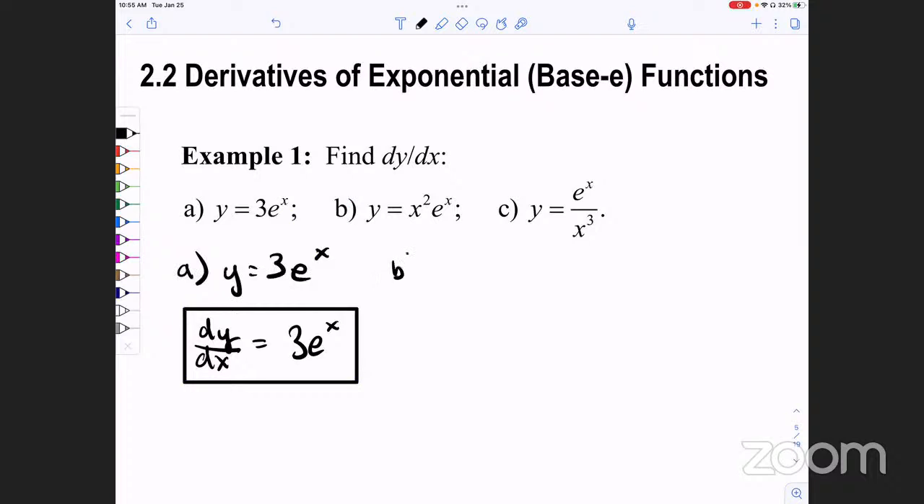Okay, part B, we have y equals x squared e to the x. So then our dy/dx, we've got to use the product rule. The first times the derivative of the second, which is this, plus the second times the derivative of the first is going to be this. We can essentially stop there.